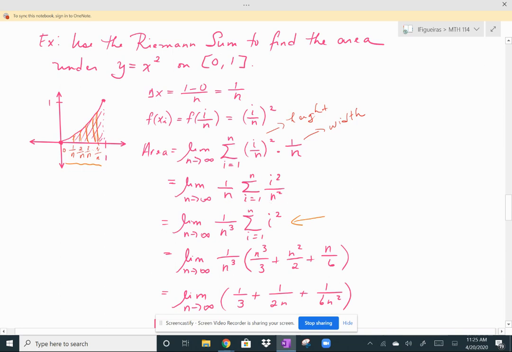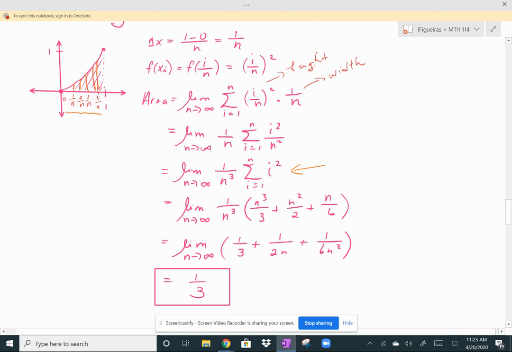So I have the limit as n approaches infinity of 1 over n cubed times the sum as i goes from 1 to n of i squared. I squared, this summation, is a power sum. And again, that was one of the formulas that I gave you a few minutes ago. So I'm going to replace that power sum with what it's equal to, which is this.